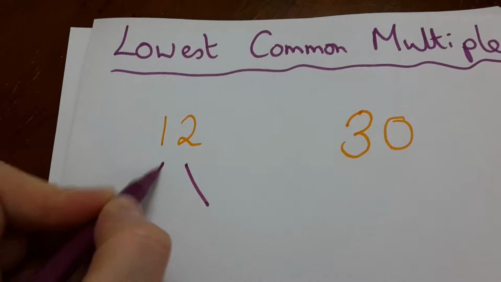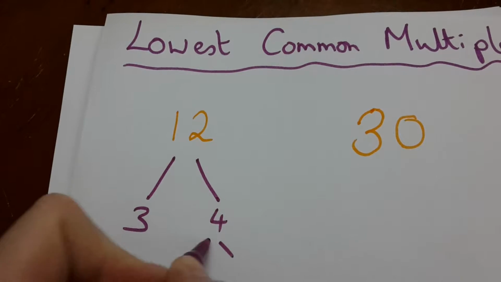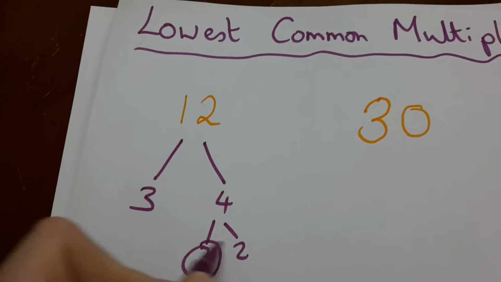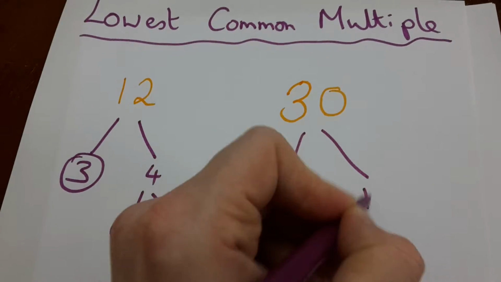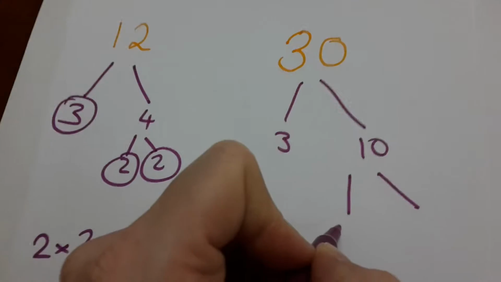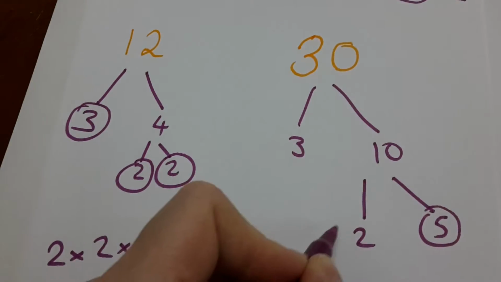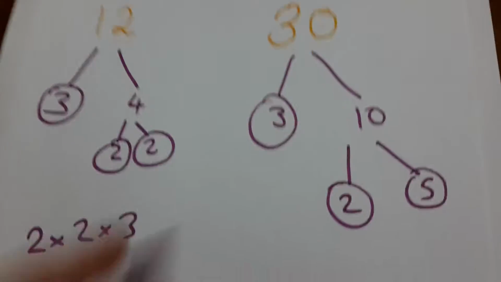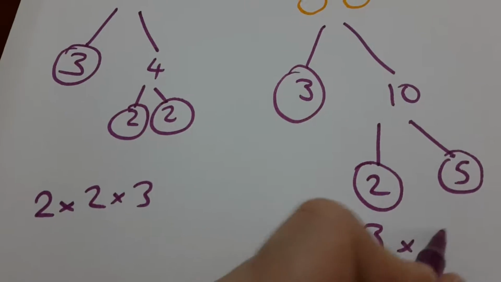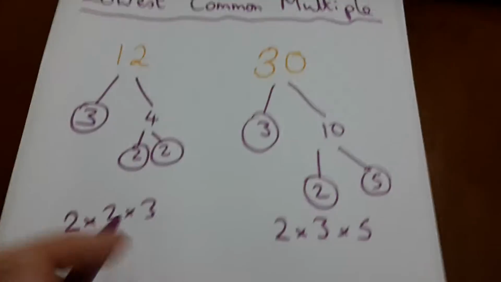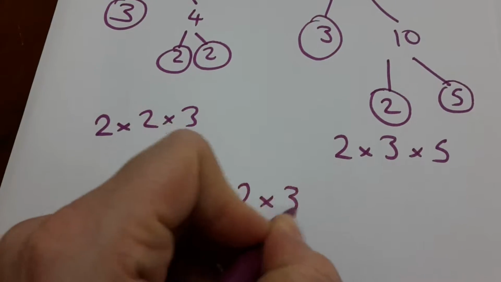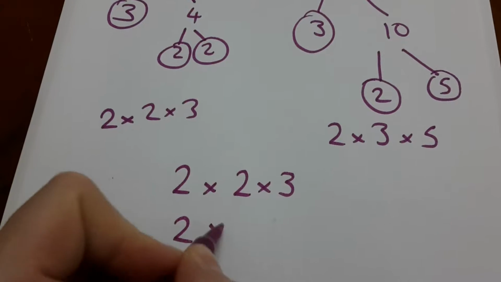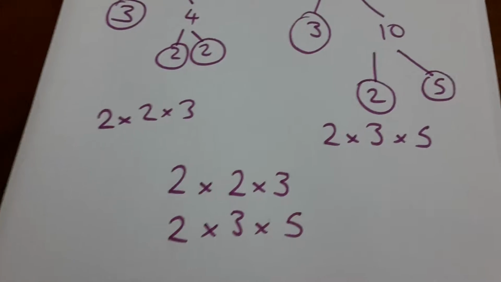So 12 I know is 3 times 4. This breaks down into 2 and 2. So I end up with 2 times 2 times 3. 30 I know is 3 times 10. So I know that that's going to be 2 and 5. So I end up with 2 times 3 times 5. So now I'm going to write them back out. 2 times 2 times 3 and 2 times 3 times 5.